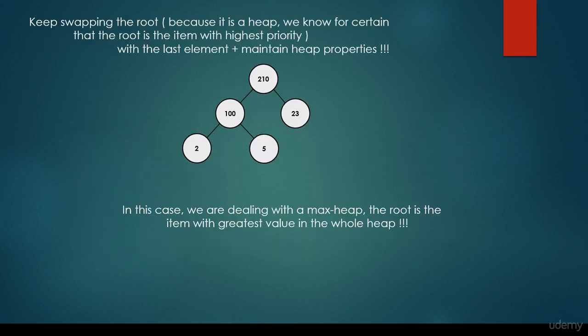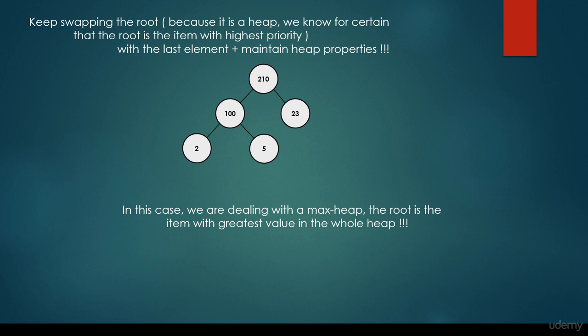So what about the heap sort algorithm itself? We have a heap like this, and we keep swapping the root because it is a heap. We know for certain that the root is the item with highest priority. So for example, if we are sorting integers, then the greatest item, the maximum number, is going to be at the root node. So we keep swapping the root node with the last item. Plus, we have to maintain the heap properties, so we have to reconstruct the heap data structure if we come to the conclusion that the heap properties are violated.